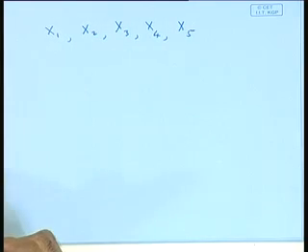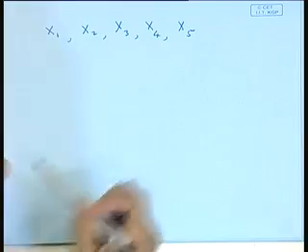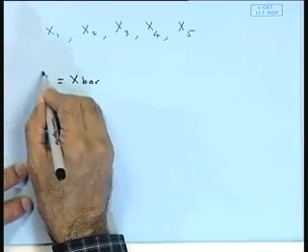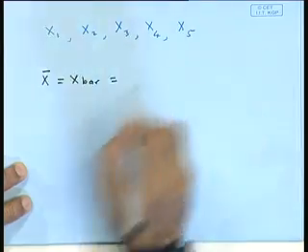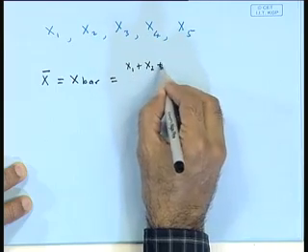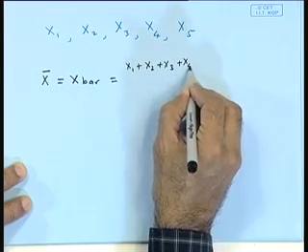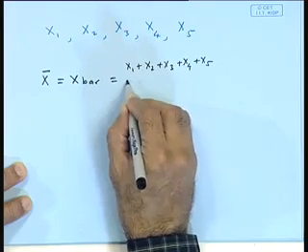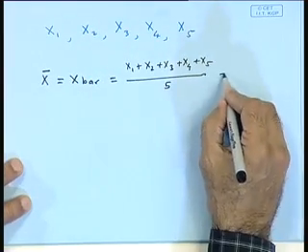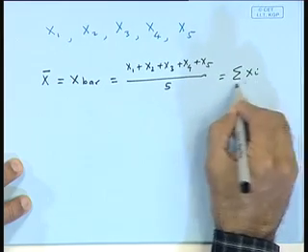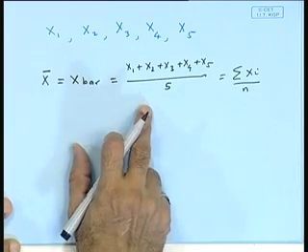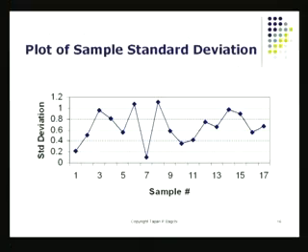What is x bar? Let's try to write the quantity for x bar. X bar is a very simple formula. It's basically the average of this. So this goes as x1 plus x2 plus x3 plus x4 plus x5 divided by sample size, which is 5. This can also be written as sigma xi divided by n, when n is your group size, subgroup size. This is one statistic which I can plot, and I showed you that plot of x bar.